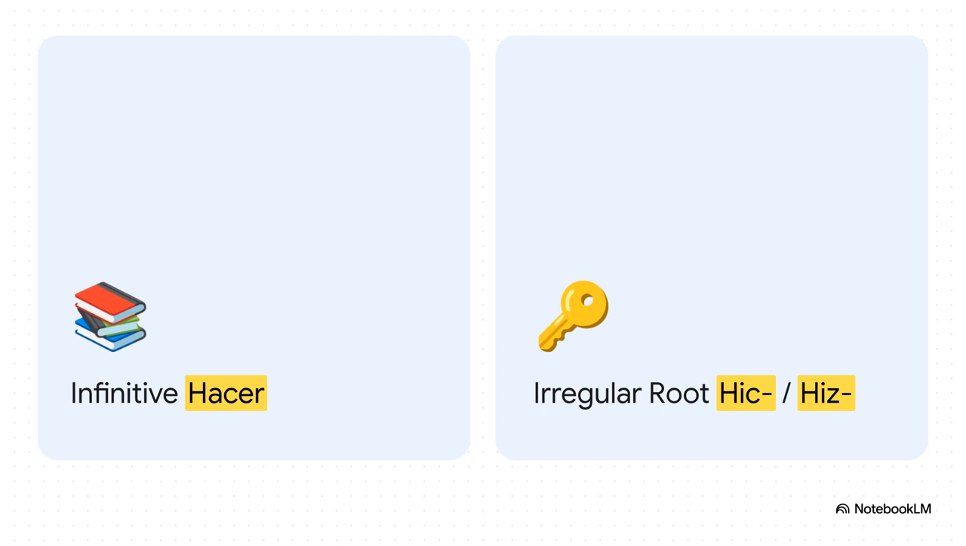Now, you might notice there's actually a second root listed here too, hiz, spelled H-I-Z. Don't let that panic you. It is a tiny, strictly necessary spelling change just for the third-person singular, and it exists purely to keep the pronunciation correct. Let me show you what I mean.